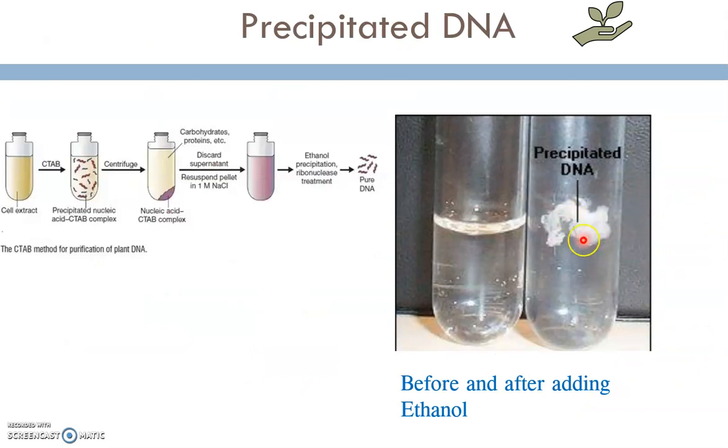Here we can see that precipitated DNA can be obtained. If we revise, the cell extract after treating with the CTAB, a nucleic acid and CTAB complex is formed. After centrifugation, the nucleic acid CTAB complex is precipitated, and in the supernatant the carbohydrates and proteins have become aggregated. After discarding it and resuspending in 1 M NaCl, ethanol precipitation and ribonuclease treatment, we can get the pure DNA. It is another simple modification. The complete treatment depends on the requirement and sometimes on the trial.